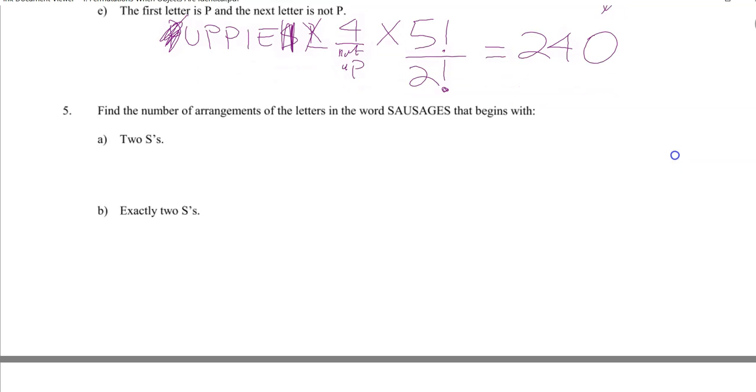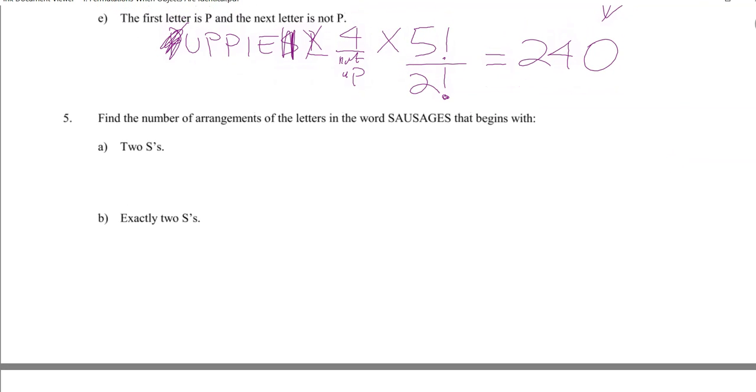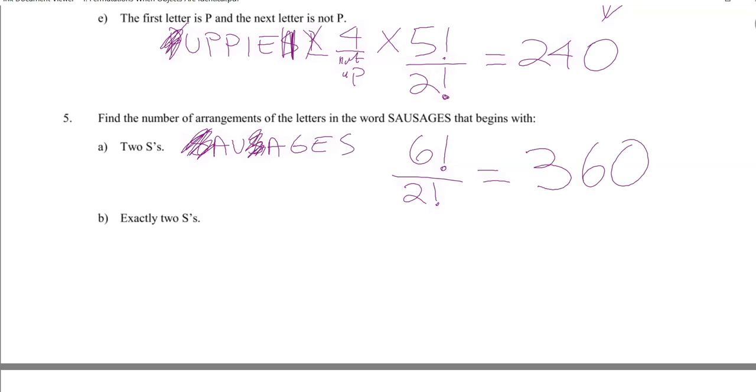Sausages. This puppy is like sausages. Find the number that begin with 2 S's. All right, so write out all the letters. Cross off 2 of the S's. How many letters are left? Are there any repeating letters? 2 A's. Any other letters repeat? No. 6 factorial divided by 2 factorial is 360.